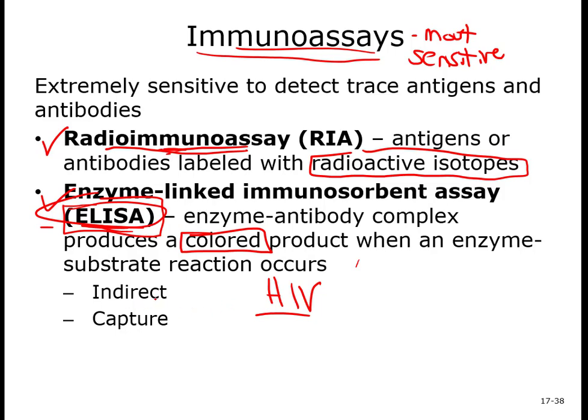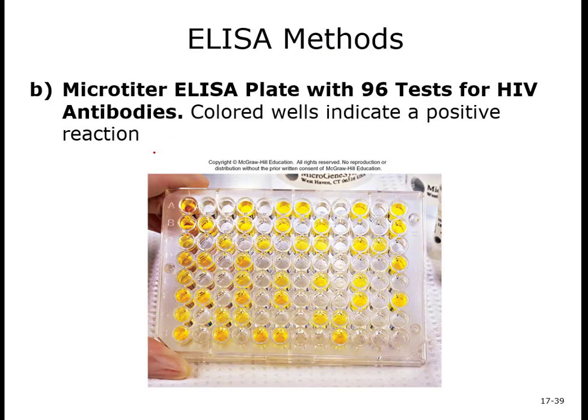So there's two different types of ELISA. We'll talk about both of them. There's indirect ELISA, and capture, also known as sandwich ELISA. ELISA utilizes these plates. These are called microtiter plates. And you can see these plates have 96 little holes in them. These are called wells, and that's where you insert the sample.